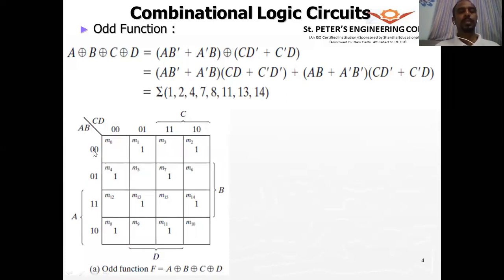So you see that 0 0 0 1 has only one 1 present. 0 0 1 1 has two 1s, so the output is 0. Here 0 0 1 0 has one 1. For M4 and M7, there are three 1s, so it is odd. Similarly, for M13 there are three 1s, and for M14 also three 1s. For M8 it is one, and for M11 it is three 1s. So we see that you can identify the odd number of ones.